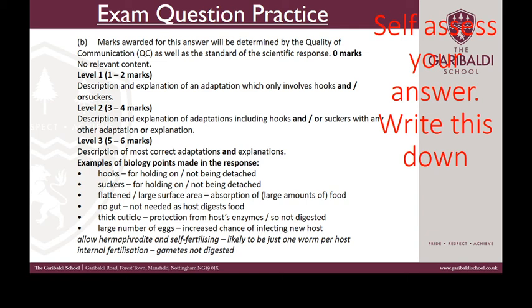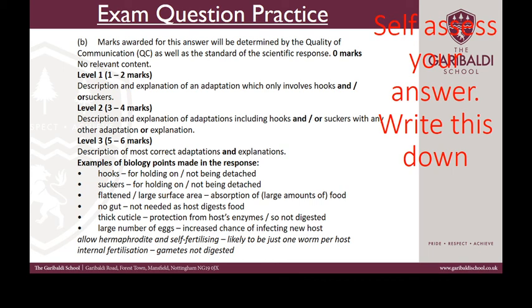So these are the examples of points that you could make. Hooks for holding on, not being detached. Suckers for holding on, not being detached. Flattened, large surface area, absorption of large amounts of food. No gut, no need for as the host digests the food. A thick cuticle, protection from the host's enzymes, because it's in the small intestine and you have enzymes all the way through your digestive system, so not digested. Large number of eggs, increased chance of infecting a new host.